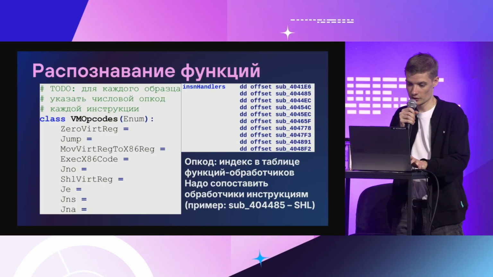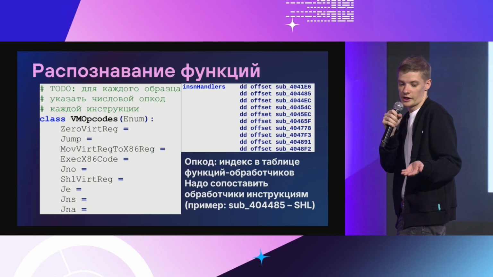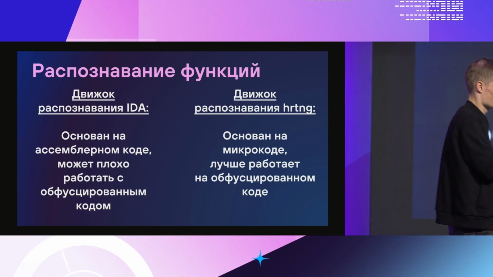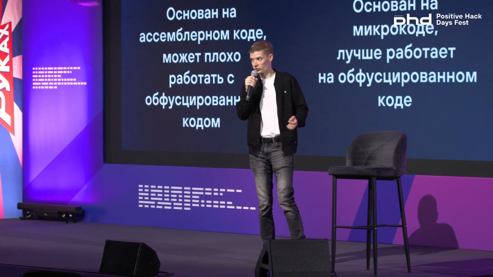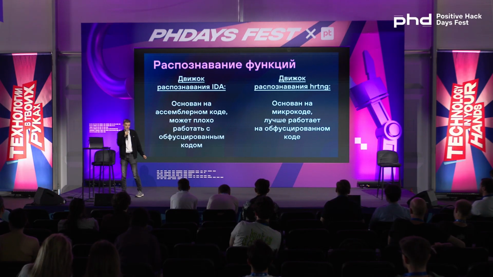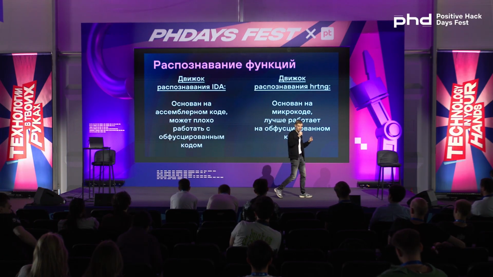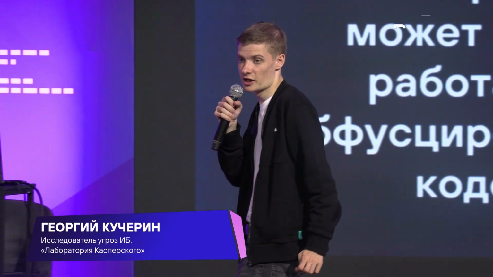Here are the functions, and you need to somehow recognize the names of the functions in order to fill out this table, this class with numbers. How to recognize functions in binary code? We know how to do this, and there is a default engine called Flirt that allows you to do that, but there is a nuance here. It is based on assembler code, and if this assembler code is obfuscated, and if you change a couple of instructions in it, then the recognition signatures stop working.